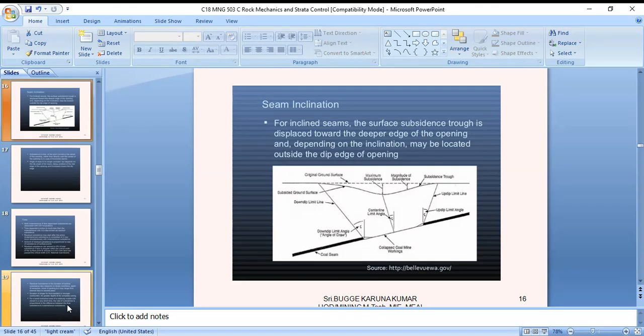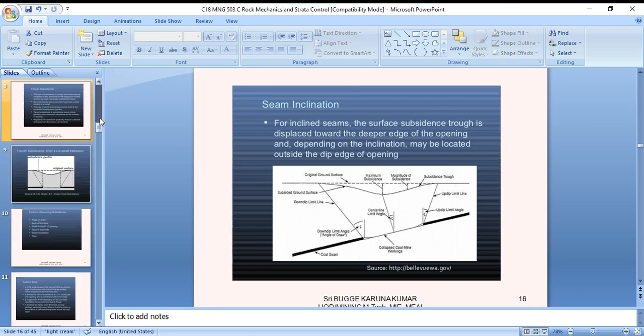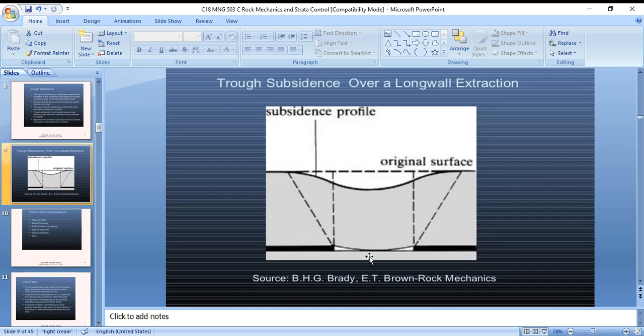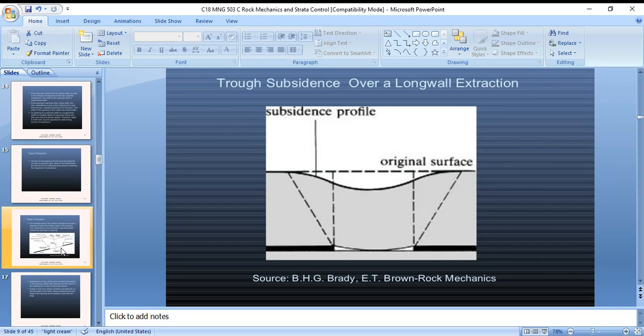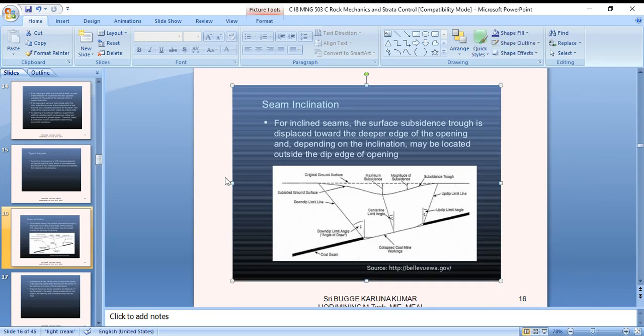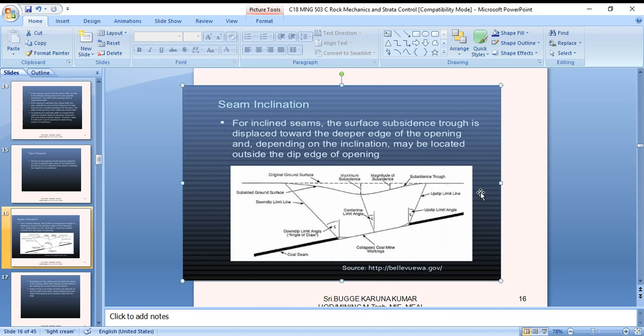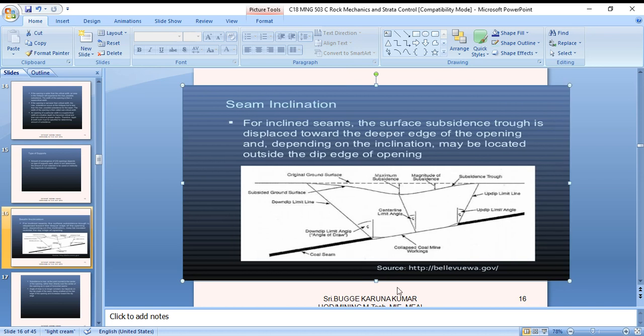Seam inclination: for inclined seams, the surface subsidence trough is displaced towards the deeper edge of the opening, and depending on the inclination, may be located outside the deep edge of the opening. This is a general flat seam, as we have seen in the above figure. This is for the flat seam figures, which directly show that. But in the case of inclined seams, this is how it is shown here.